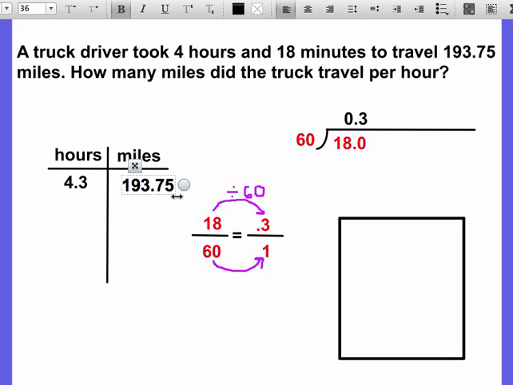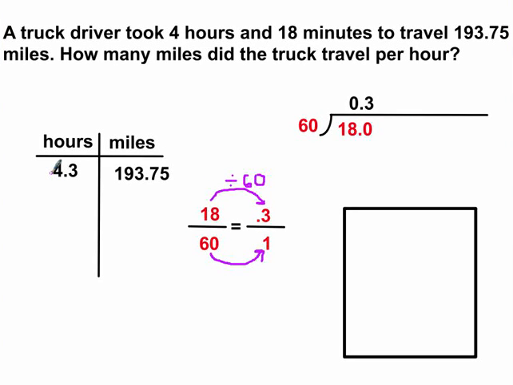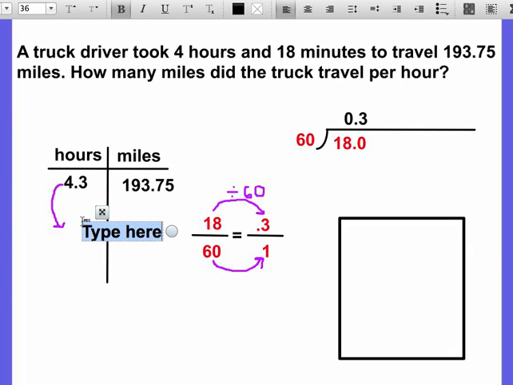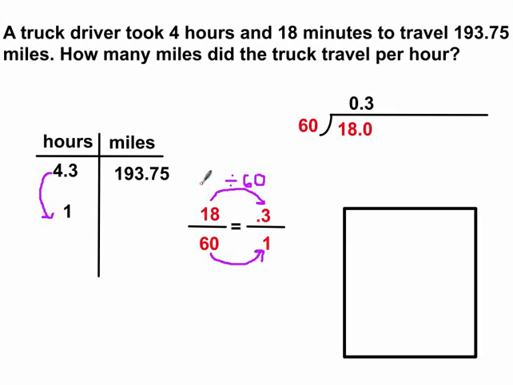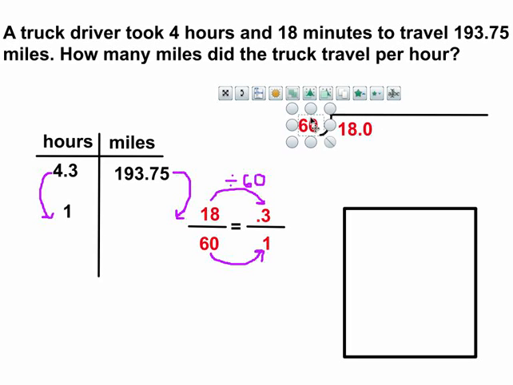And in those 4.3 hours, the truck travels 193.75 miles. We want to go straight from that 4.3 hours to 1 hour. To do that, we're going to have to divide each side by 4.3. Of course, whatever we do to one side, we must do to the rest. So we're going to do 193.75 divided by 4.3. This is an area where people have been struggling, so I'm actually going to do it off to the side.